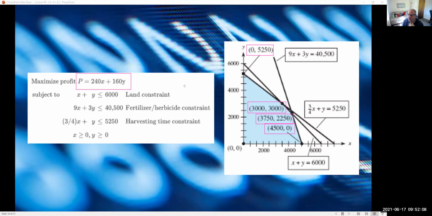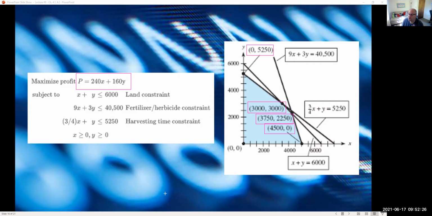And the profit came along with how much it costs for the soybeans, how much money you'd make on the corn, and how much money you make on the soybeans. They told you per acre you expect to make $240 per acre of the corn and $160 per acre of the soybeans. And that's why P equals that in that way.